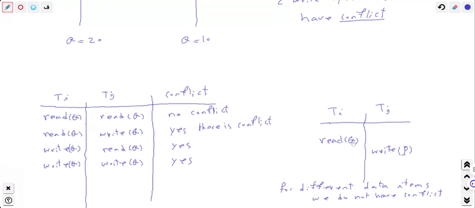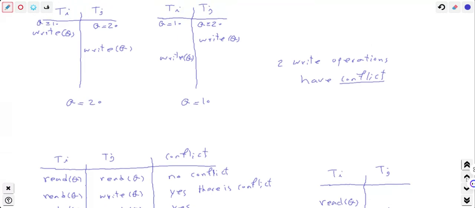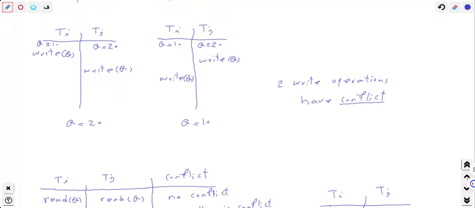If two operations do not have conflict, we can change the order of their execution without changing the final result. The final result will be the same, because the order of their execution is not important. But for operations that have conflict, we cannot say the same thing.